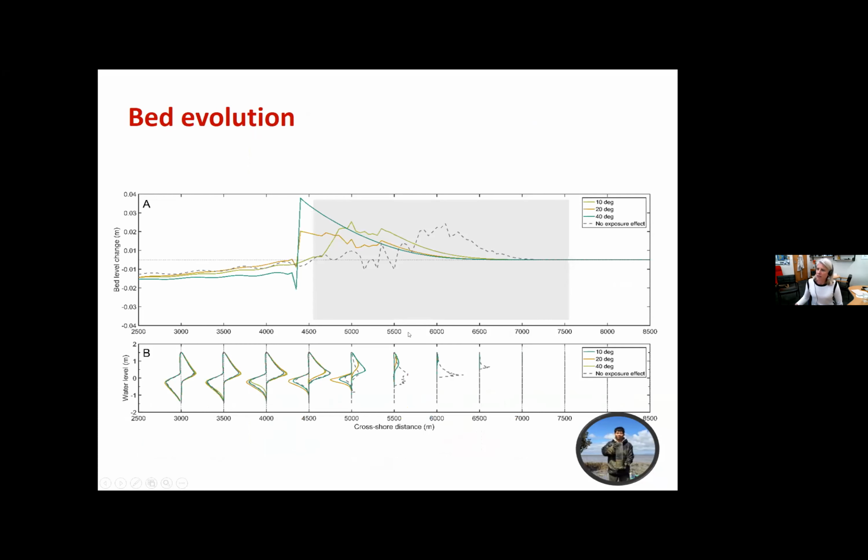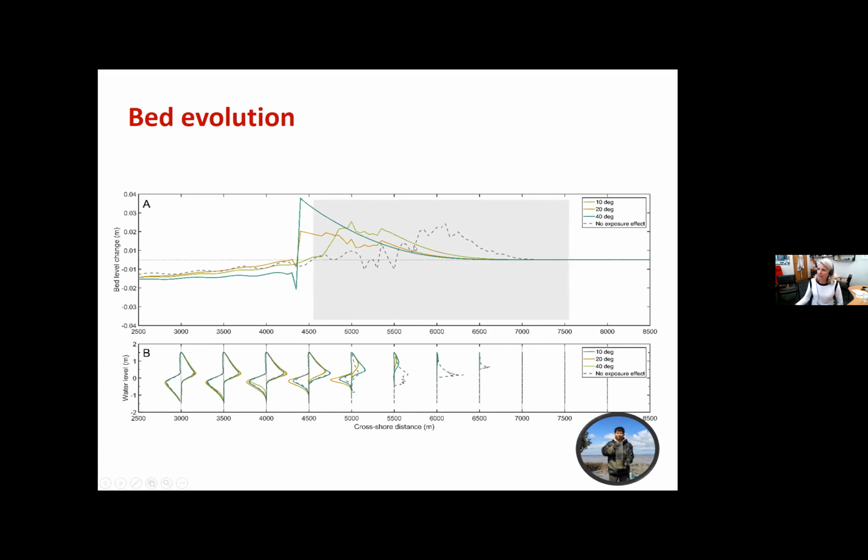And so this is the result that he got. This is the bed level change over a year of bed evolution. And the dashed line here is the model with no effect. And you can see that the intertidal builds up most on the high intertidal. The gray area is the intertidal region.